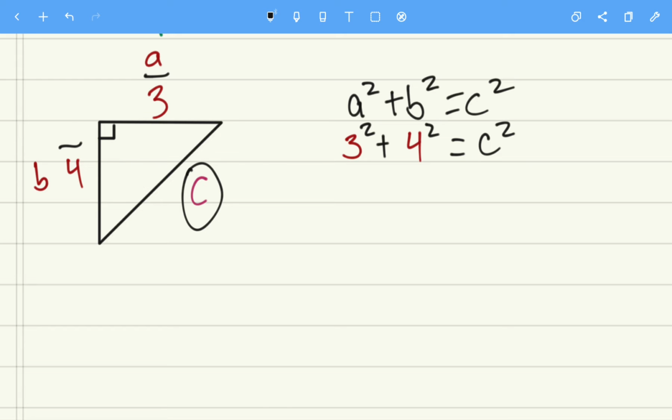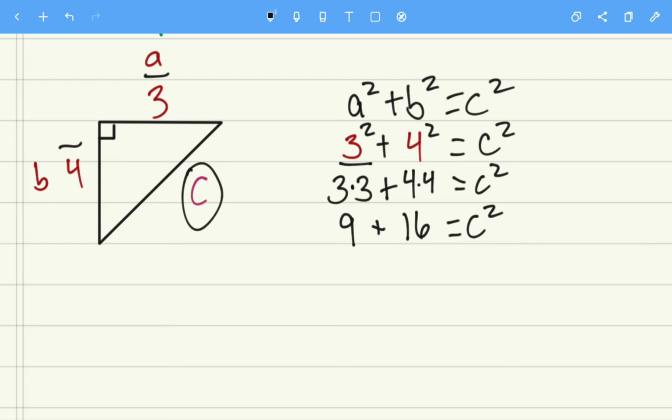And now we have to simplify and solve for C. So I can see here 3 squared is the same as 3 times 3, which is 9, plus 4 squared, which is 4 times 4, which is 16, is equal to C squared. And now we have 9 plus 16, which equals 25.